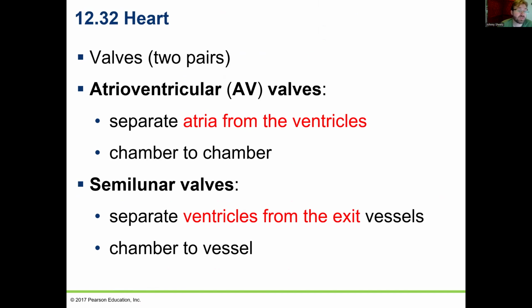In addition to this, we also have two pairs of valves. We have the atrioventricular valves, which separate the atria from the ventricles, and this is going to be chamber to chamber. And then there's going to be semilunar valves, which separate ventricles from the exits. So blood is going to flow first to the atrium, and then to the ventricles, and then from there it's going to exit the body.